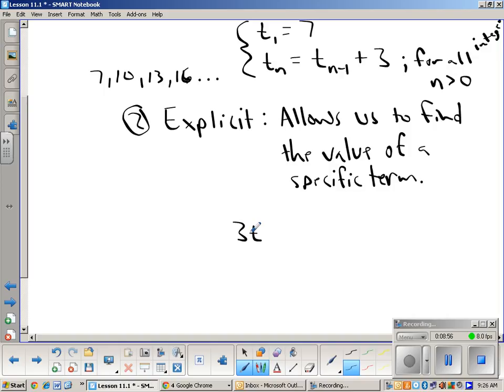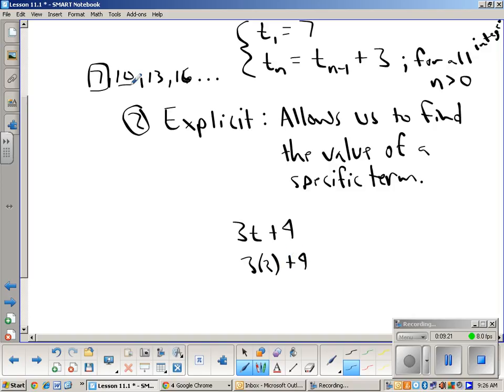But 3 times 1 is what? 3. And I need my first term to be 7. So what do I need to do to 3 to get to 7? Add 4. So let's check it out. What if t is 2, what if I'm on term 2? Then 3 times 2 is 6, plus 4 is 10.